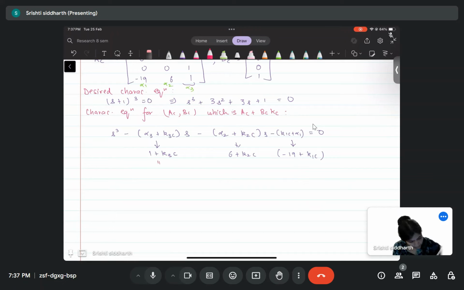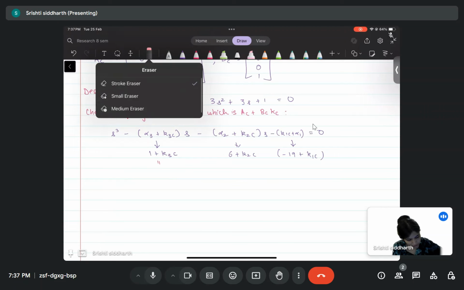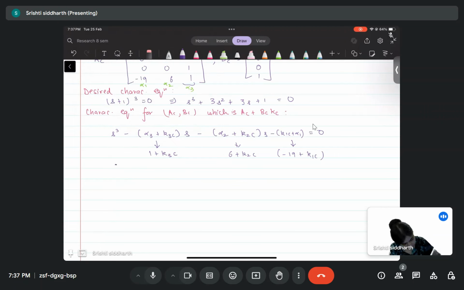So now let's compare the coefficients. Let's just write down: 1 plus K3C should be minus 3, 6 plus K2C should be minus 3, and minus 19 plus K1C should be 1. This implies that Kc is, so we have 20, then minus 9, and minus 4.